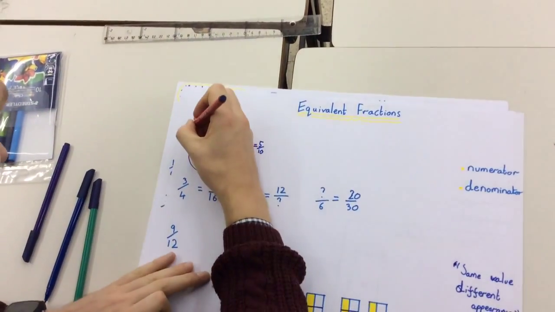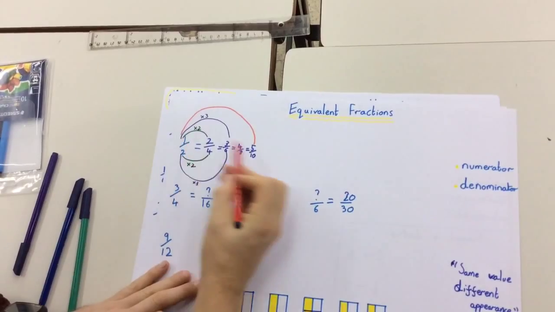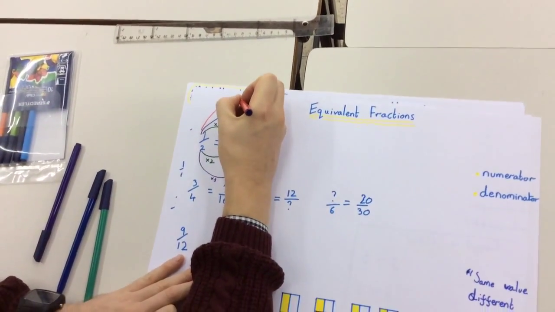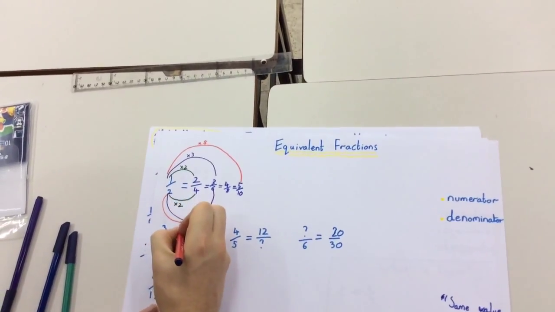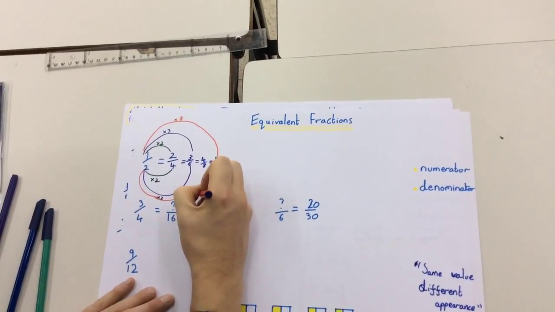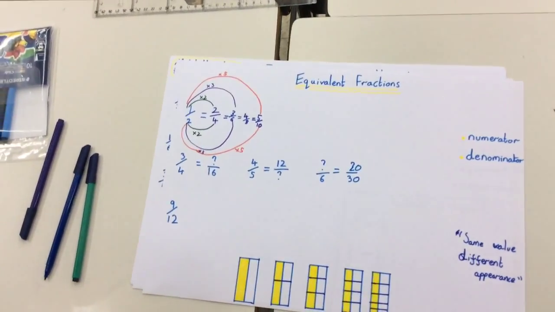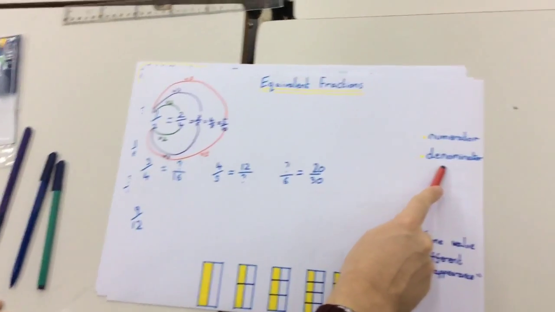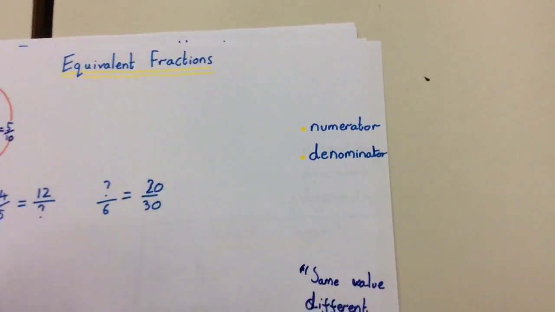I'm going to do a big one now. I'm going to go all the way from 1/2 to 5/10. Well, here you can see, I timed it by 5. So the same thing follows for the bottom, I have to times it by 5. 1 times 5 is 5, 2 times 5 is 10. Whatever I do to the numerator, I must do to the denominator. That's simple with that one there.